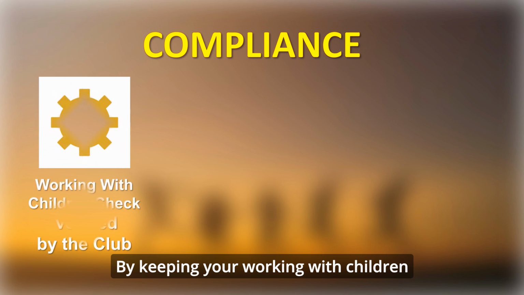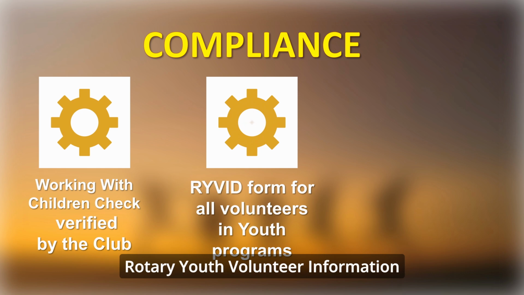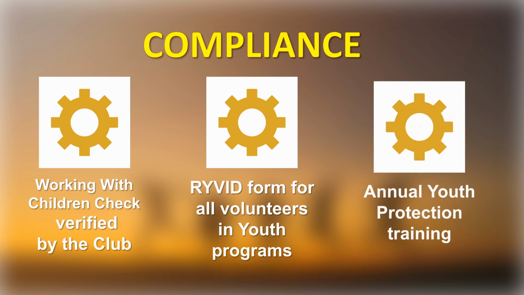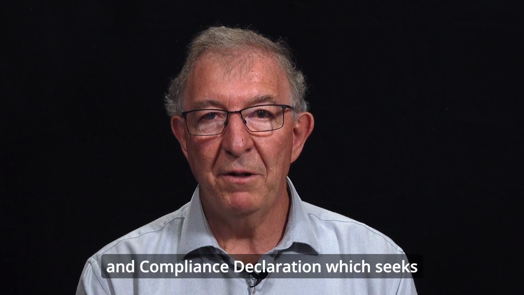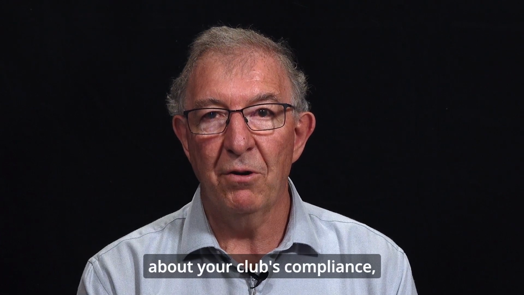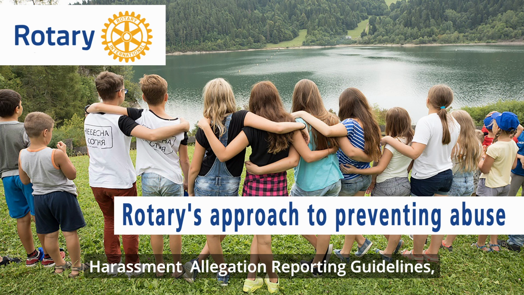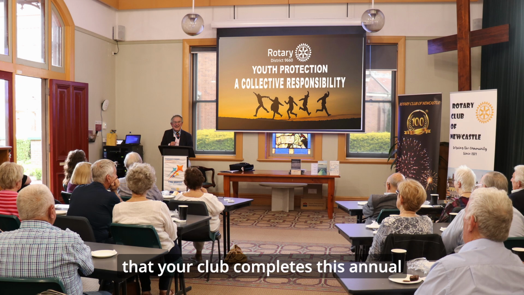By keeping your Working with Children check up to date, being sure to complete Rotary Youth Volunteer Information Declaration forms when needed, and in completing this club training, by filling in the Rotary Club Insurance and Compliance Declaration, which seeks information annually about your club's compliance, namely, that your club is familiar with the Rotary International Sexual Abuse Harassment Allegation Reporting Guidelines, and that your club completes this annual Youth Protection Procedures training.